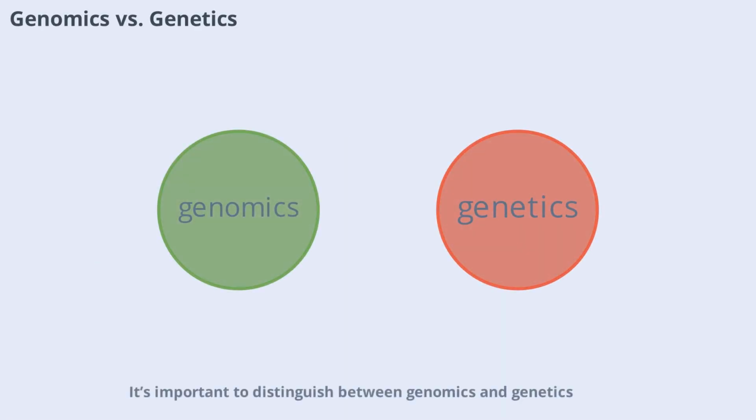It's important to distinguish between genomics and genetics. Genetics typically studies individual genes and their roles in inheritance, while genomics looks at the entire genome and how all genes interact. This broader perspective helps scientists understand complex traits and diseases that involve many genes working together, rather than just one.